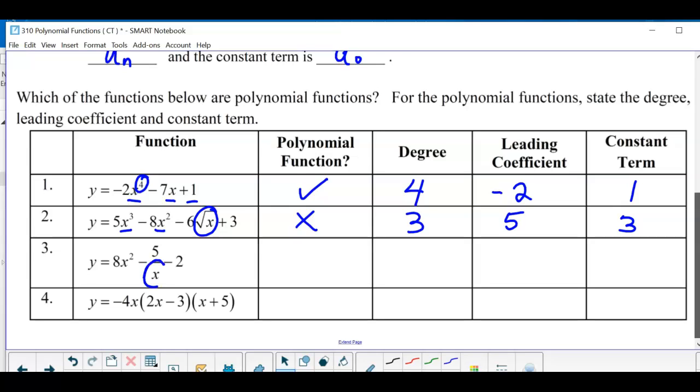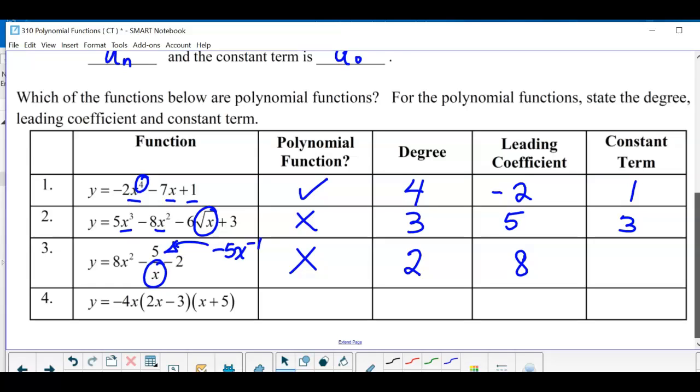Next one, notice how there's x in the denominator. That term there is the same as -5x to the -1. So that is not a polynomial function. Okay, I think you could still consider it degree 2, the highest degree. Leading coefficient would still be 8. But this actually would be a rational function.